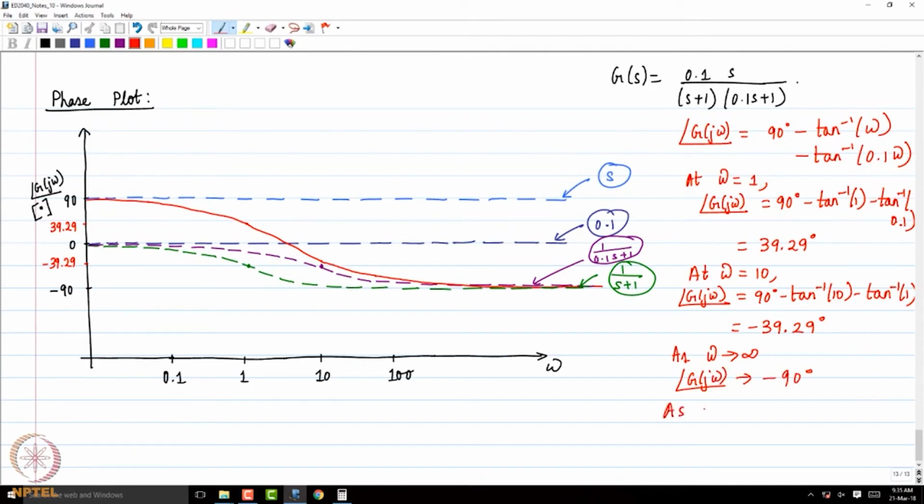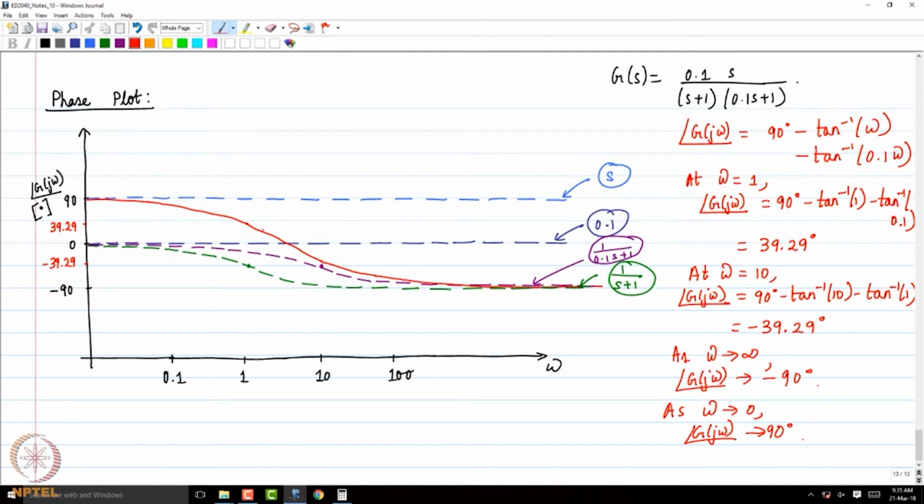And as omega tends to 0, the phase of G of j omega, you can immediately see that it tends to, sorry, not 0, 90 degrees, I am sorry about that. Plus 90, because the two tan inverse terms will contribute 0, and you already have a 90 degree term. So we have 90 degrees. So you see that the phase curve goes from 90 to minus 90 in this manner. So this is the phase curve of this net transfer function.